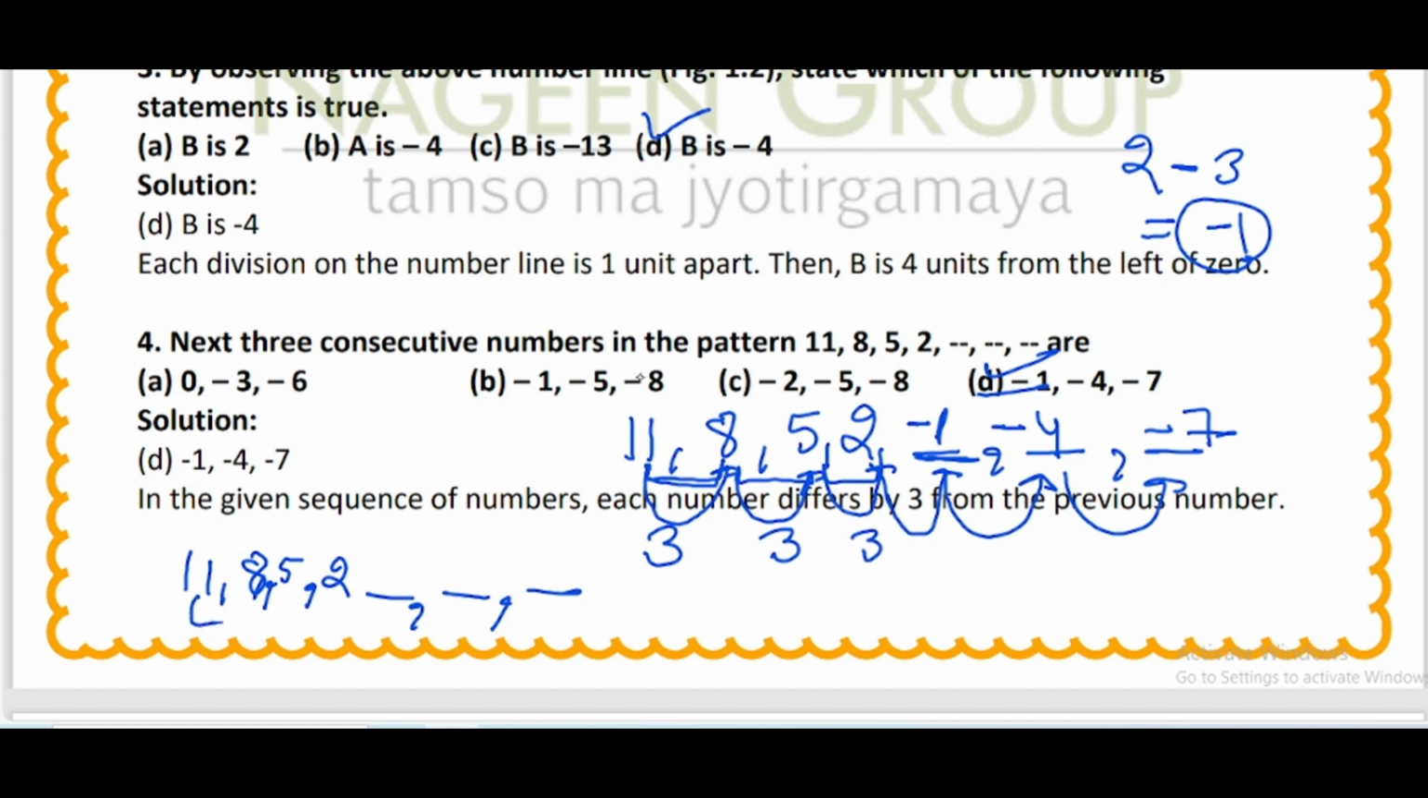First, 11 and 8. The difference between 11 and 8 is 3. Then same as the gap between 8 and 5, that is also 3. And the gap between 5 and 2 is also 3. Then the next number is -1. Then the gap is also 3. Then same as -4 and -7. Then the right answer is part D.